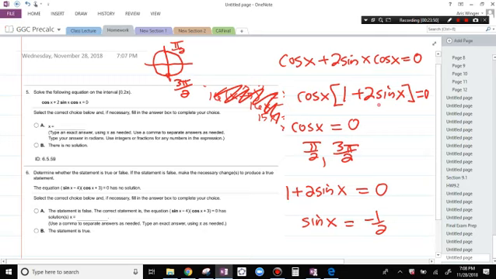And when is the sine negative 1/2? It's down here somewhere. It's either at the pi over 3s or the pi over 6s. It's 7 pi over 6 or 11 pi over 6. The unit circle, please. I'm going to have to think about that. 7 pi over 6 or 11 pi over 6.